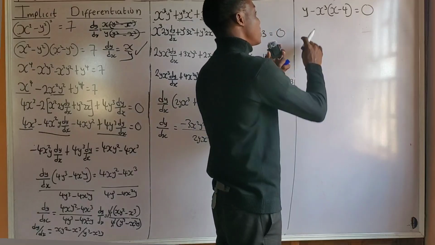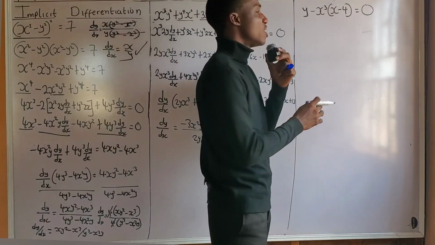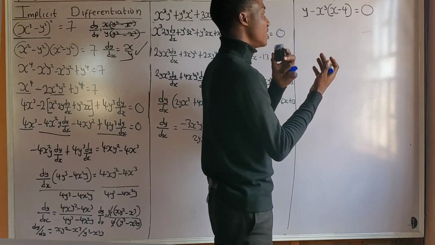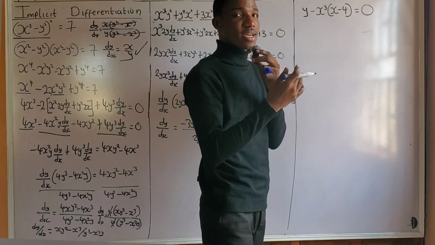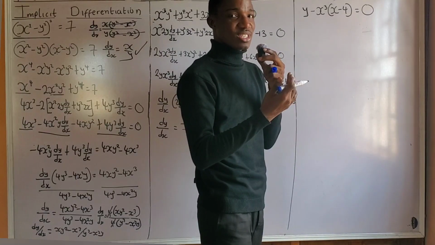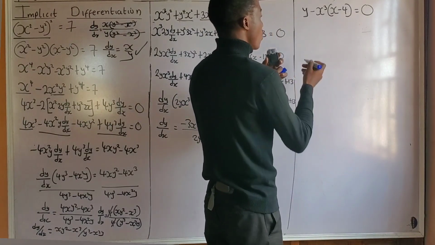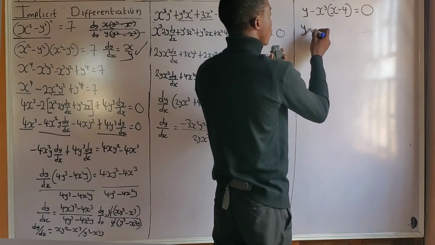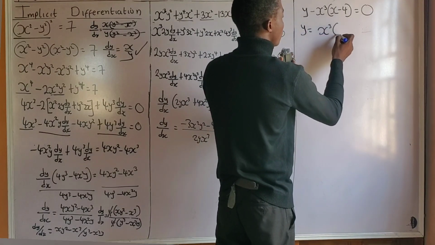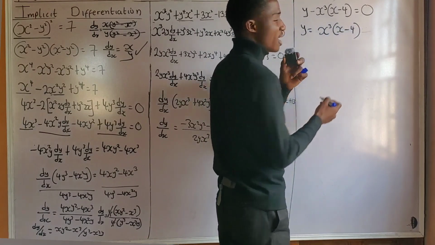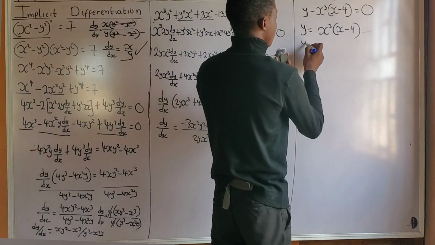We are asked to find the derivative of y with respect to x. Looking at this question, it is easy to make y the subject of the formula, and then we are going to expand and differentiate. Is that not it? So that's the way I'm going to go. Here, I'm going to have y equals x raised to the power of 3 multiplied by x minus 4. Are you getting it? Now expand.